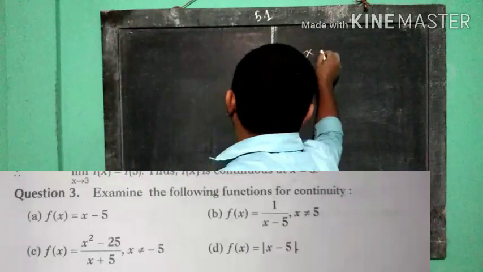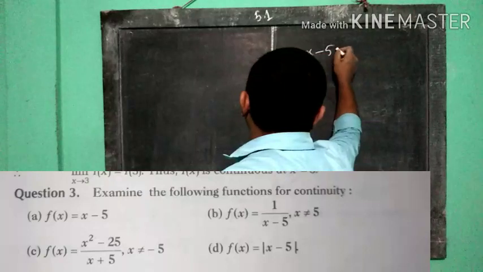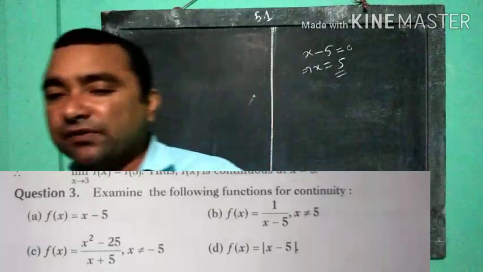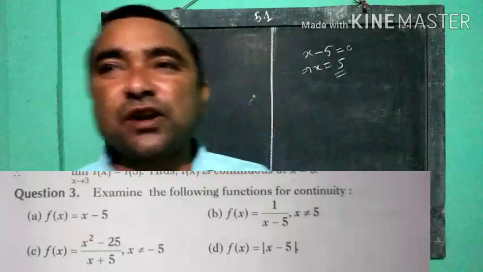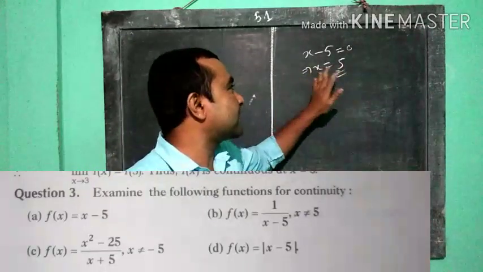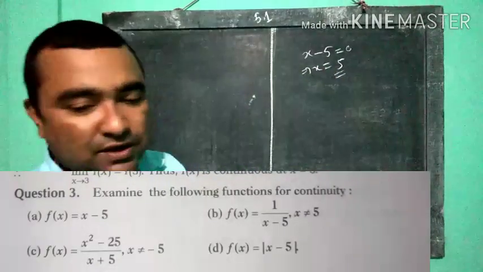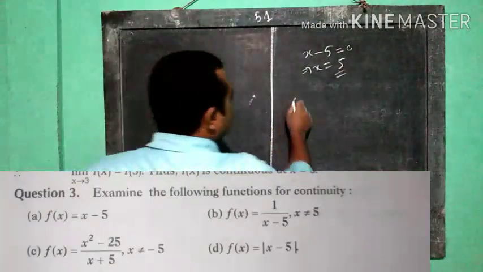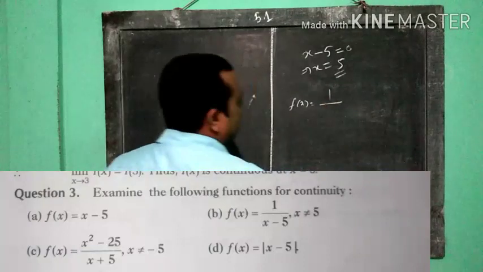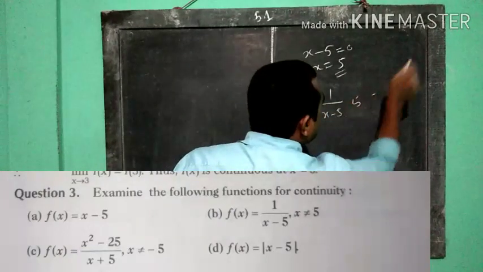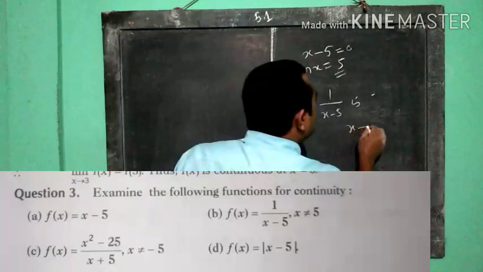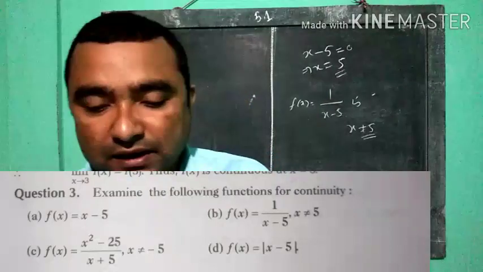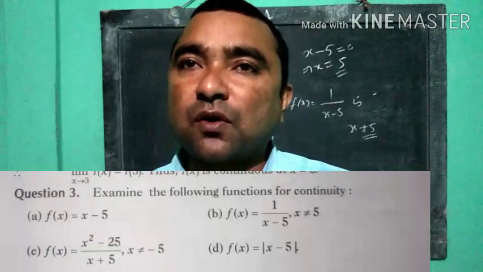Since if x − 5 equal to 0, that means if x equal to 5, then the function does not exist. And that is why the given function f(x) equal to 1 by (x − 5) is continuous if x is not equal to 5. Then the function is continuous for all other values of x.